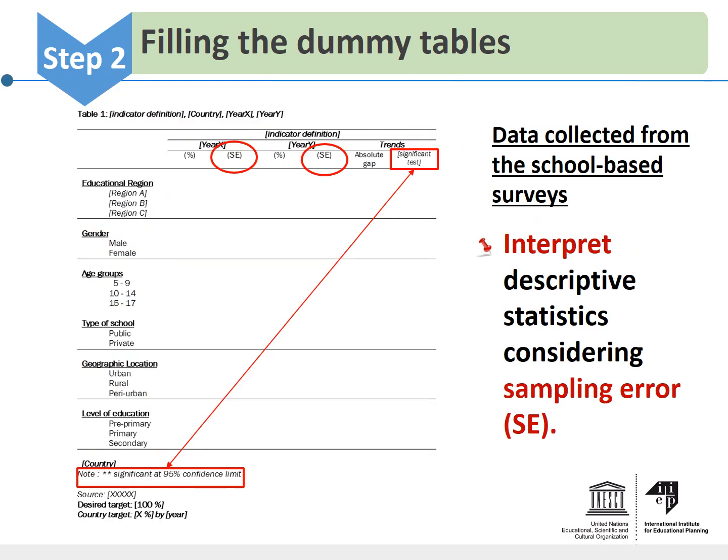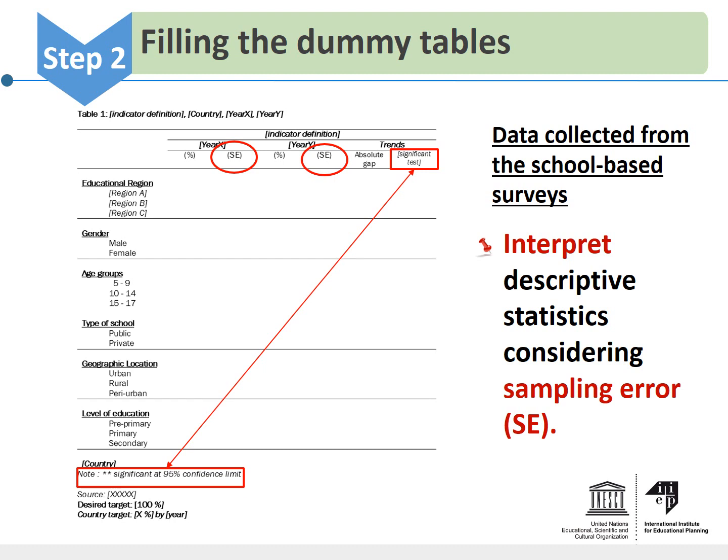When data is collected from a sample of students, for instance indicator 6, or a sample of schools, like indicators 3 and 12, through a school-based survey, each descriptive statistic based on sample survey estimates of the dummy tables must be interpreted in association with its sampling error, SE. The SE gives an indication of the accuracy of the estimate and therefore reflects the level of confidence one can have in interpretations. If a sample is designed carefully, the SEs can be accurately measured and kept to a minimum.